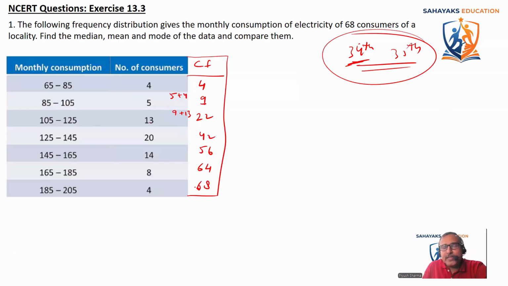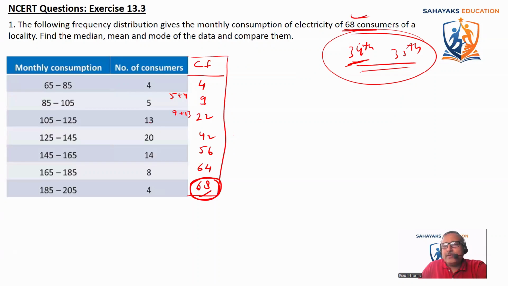Now, when you're computing the cumulative frequency, please check that the last number, the total cumulative frequency, should match the total number. If it doesn't match, that means there is some computation mistake in the cumulative frequency you've done. So please remember to check this part. 68 should match with 68.